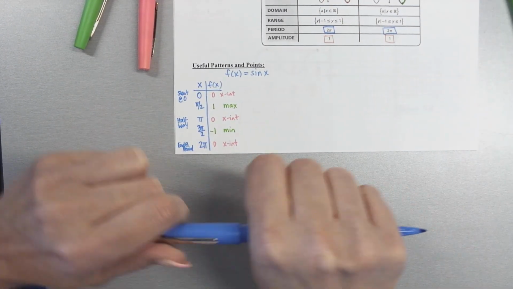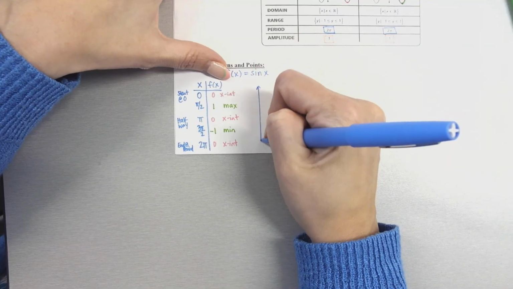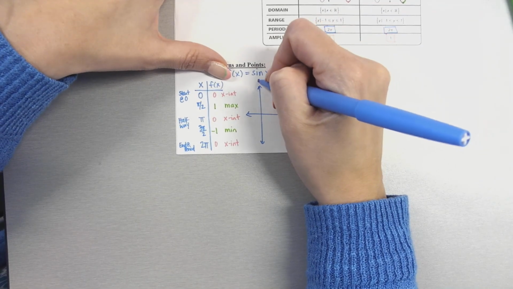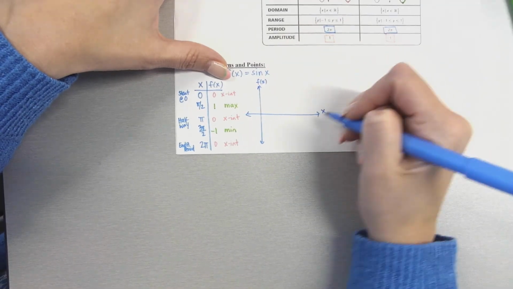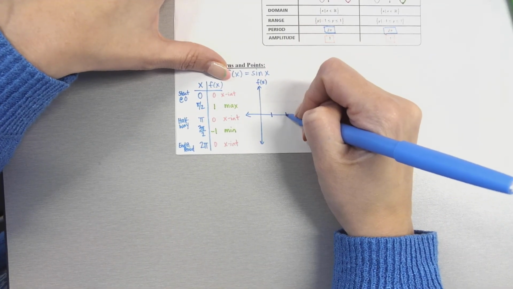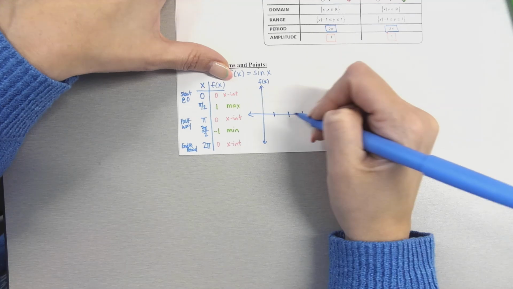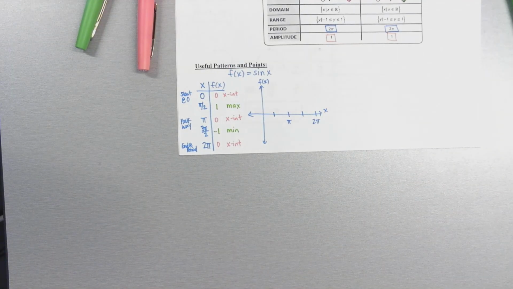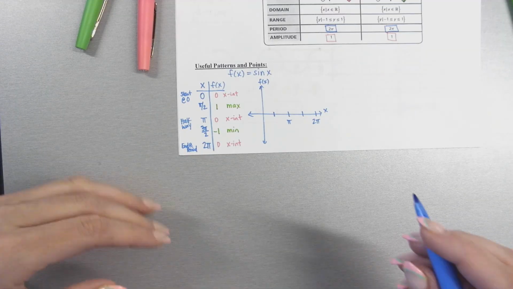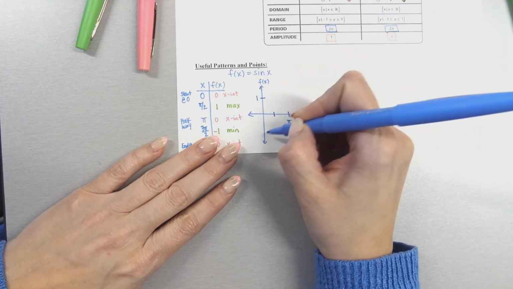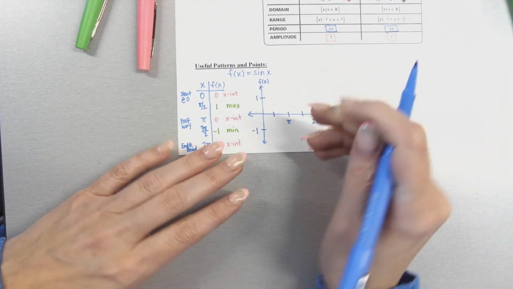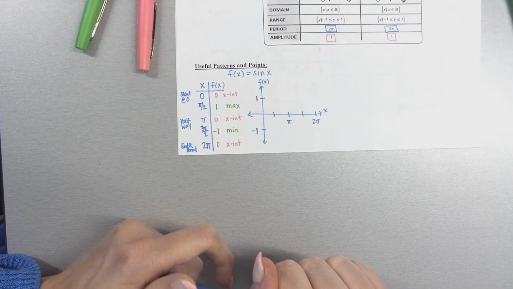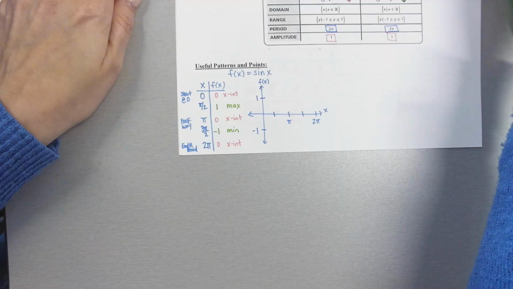All right, so we're going to do just a quick little graph of this. So you have your output and your input. Try to make those a consistent amount apart. And then we're going to graph that together.